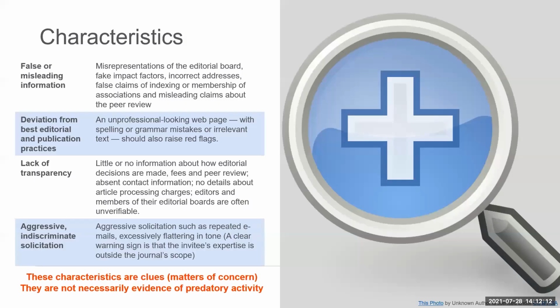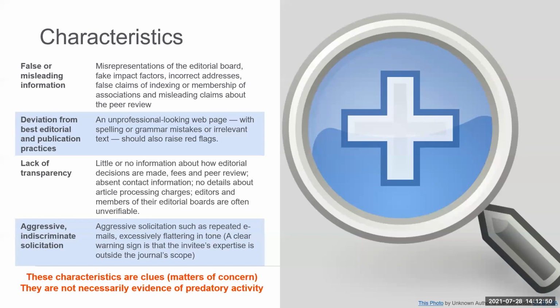So what are these characteristics and what are these activities? This group of researchers also identified some of the characteristics whereby you can identify journals that are predatory. Not one single characteristic would indicate that a journal is necessarily predatory, but there are definitely flags and matters of concern. So looking first at providing false or misleading information, and this is usually on the website.